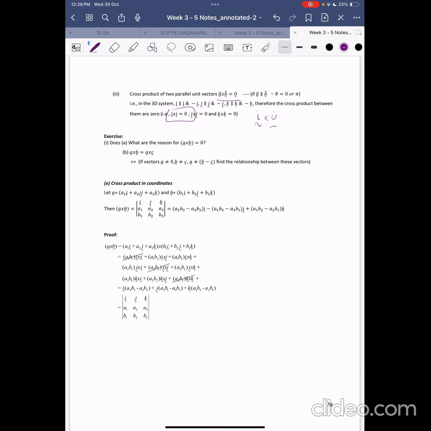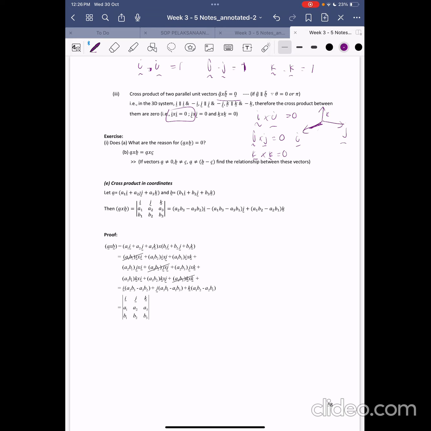they are parallel with each other, because this is I, this is J, and this is K. I cross I in the same direction, you will get 0. J cross J is equivalent to 0. K cross K is equivalent to 0. Whereas when you do the dot product just now, I dot I is equivalent to 1, J dot J is equivalent to 1, and K dot K is equivalent to 1.